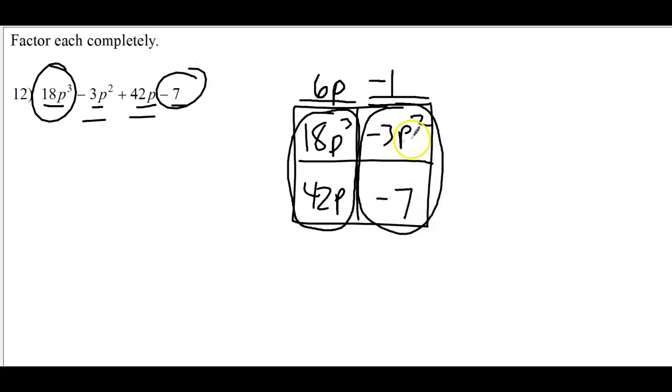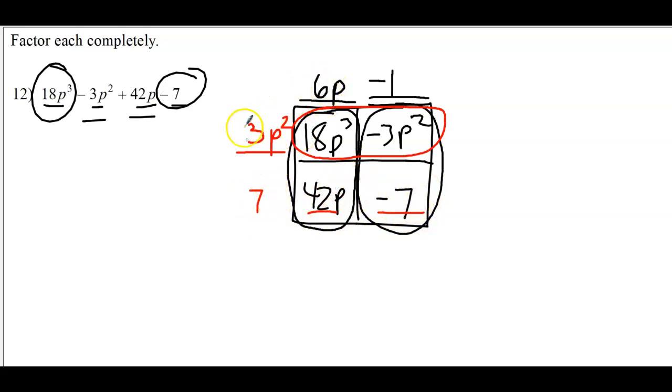Now we do the same thing but going horizontally. So if I want to find this number, I'm going to find the greatest common factor for these 2 numbers. The biggest thing that goes into 18 and 3 is 3. And this one has 3 p's, this one has 2, so I could take out 2 p's there. And then the biggest thing I can take out of 42 and 7 is 7. And this one doesn't have any p's to give, so we don't have to worry about the p's.